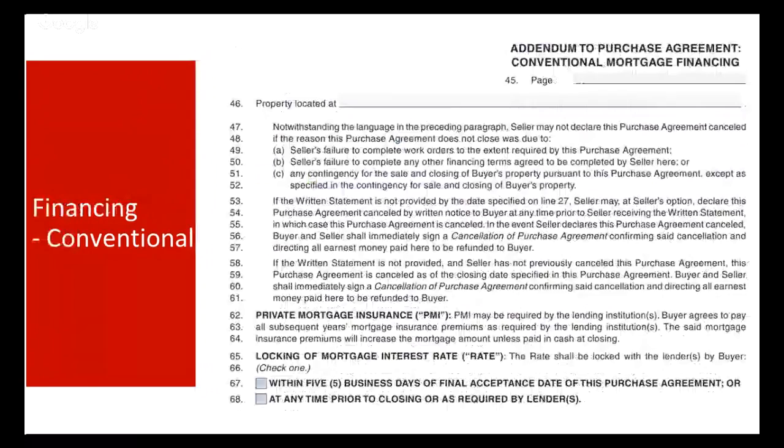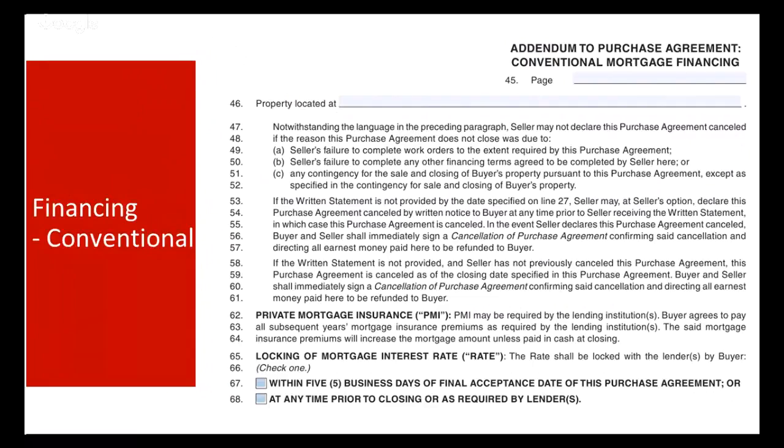Okay. Next page, line 46, property address goes in there. Line 47, notwithstanding the language in the preceding paragraph, the seller may not declare this purchase agreement canceled if the reason the purchase agreement does not close was due to, basically, if it was the seller's fault. Seller's failure to complete work orders, seller's failure to complete any other financing terms agreed upon, any contingency for the sale and closing of a buyer's property pursuant to this purchase agreement, except as specified in the contingency for the sale and closing of buyer's property. Okay, because sometimes people's financing is dependent upon them closing on a previous property. This is kind of giving them a little bit of protection. If for some reason that closing falls through and it affects this one, let's kind of give it some verbiage that would maybe protect the buyer in that case.